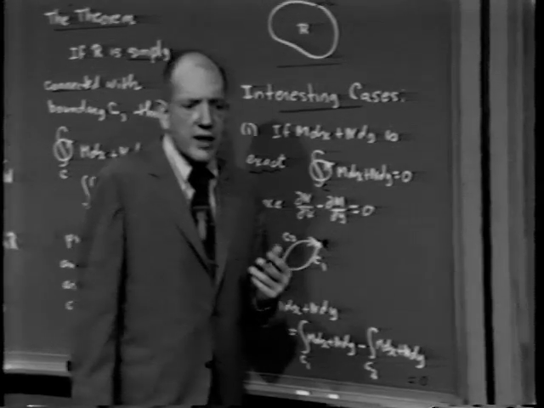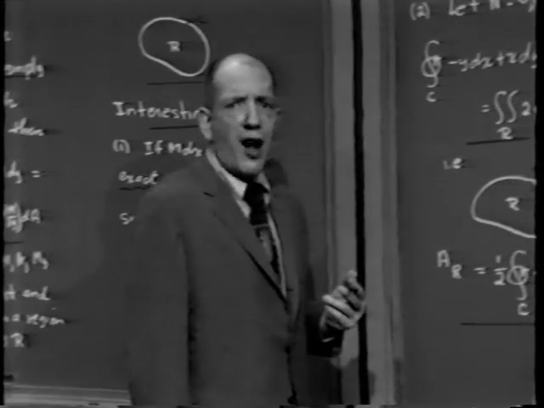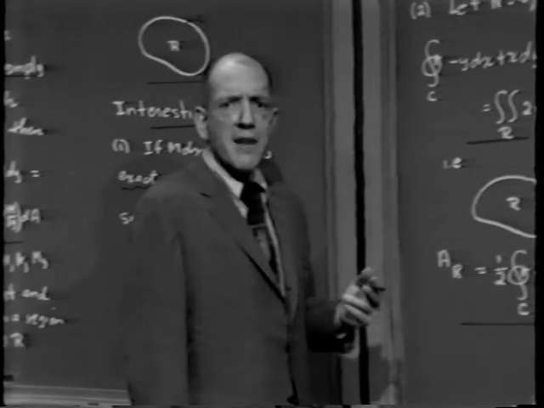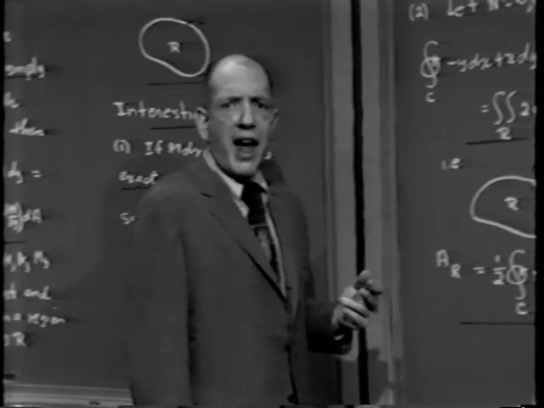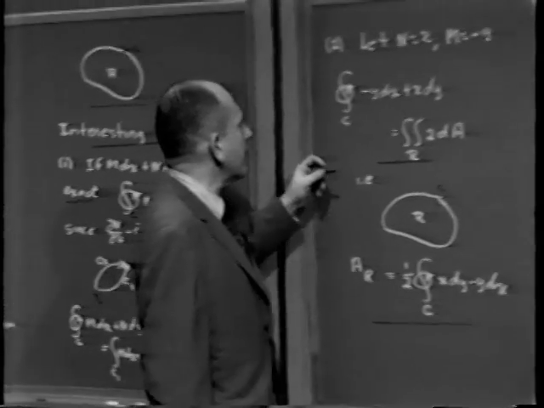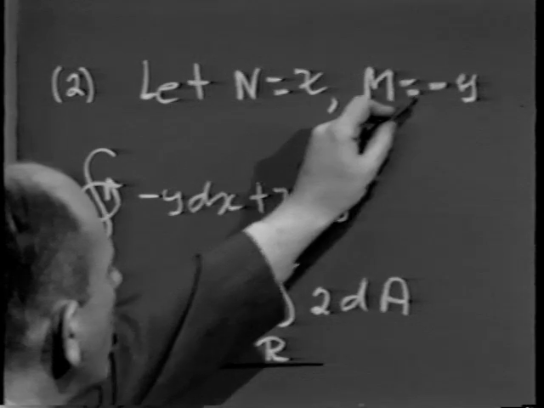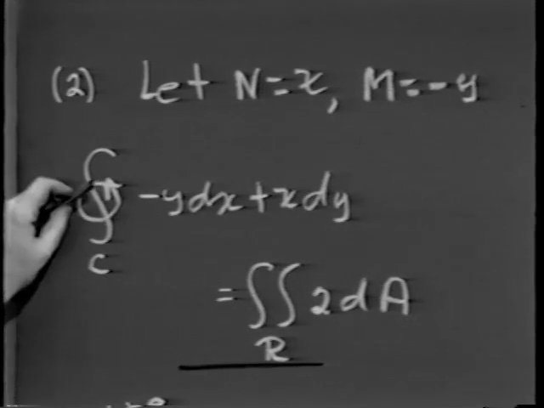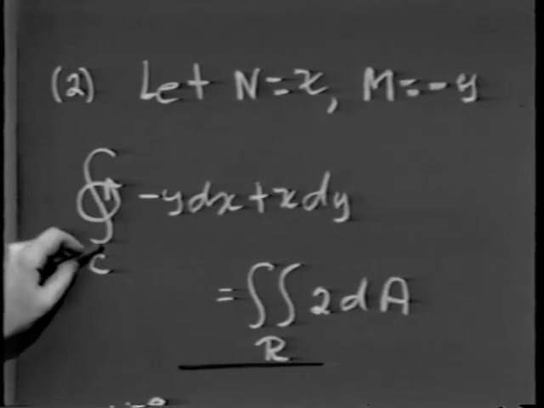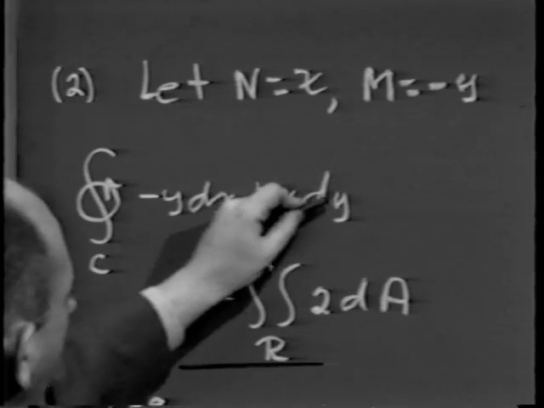The second interesting application of Green's theorem is a form which not only shows us how a line integral and a multiple integral are related, but it actually shows us a way of computing an area in terms of a line integral. In particular, if in Green's theorem we let n equal x and m equal negative y, notice that Green's theorem then becomes what? The integral along the closed curve C, m dx plus n dy, is just minus y dx plus x dy.